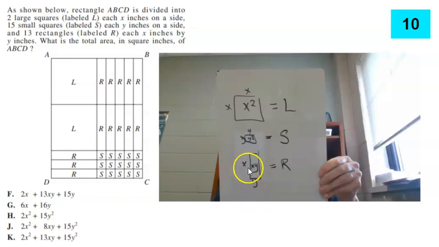And then you have X, Y's. That's the R's. Well, there's 3 here. And there's, how many here? Let's see, 10 here. So that's 13 total. So we want 2X squared, 13 XY's, and 15Y squared. The answer was K.